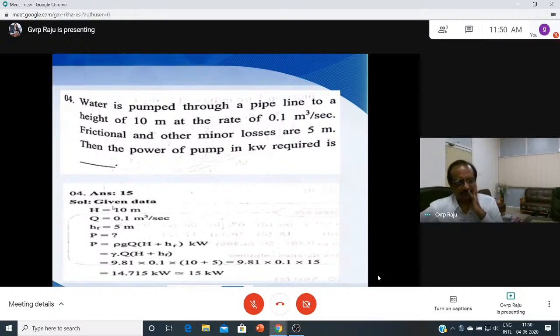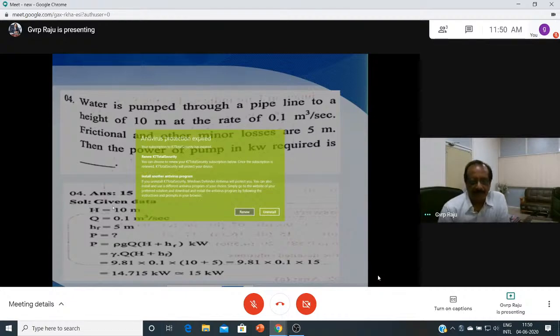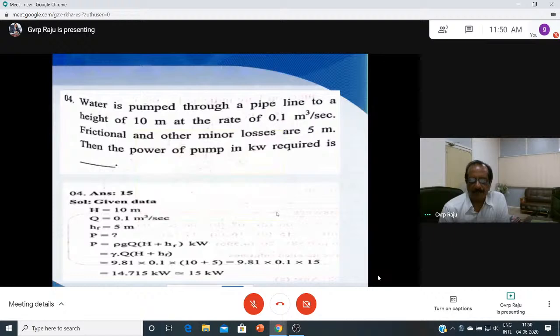The other problem: water is pumped through a pipeline to a height of 10 meters at the rate of 0.1 meter cube per second. Frictional and other minor losses are 5 meters. Then the power of the pump in kilowatt is required. A straightforward problem here. H is 10 meters and the discharge is 0.1 meter cube per second. It asks for the power of the pump, and the minor loss is also given. There is no need to calculate the losses here; he has given them.